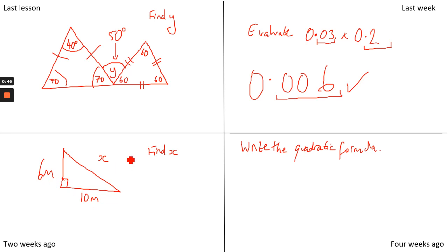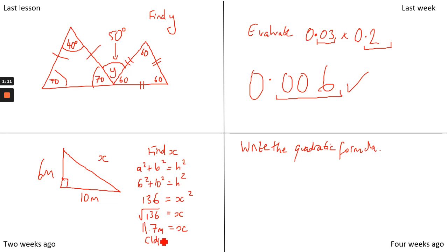Now we've got a right-angled triangle. We've got 2 sides and we're trying to work out a third. So we need to use Pythagoras. If we've got 6 squared plus 10 squared equals the hypotenuse squared, in this example, we've got 136 equals x squared. So x is going to be the square root of 136, which if we type that into a calculator and round to 1 decimal place will give us 11.7 meters.